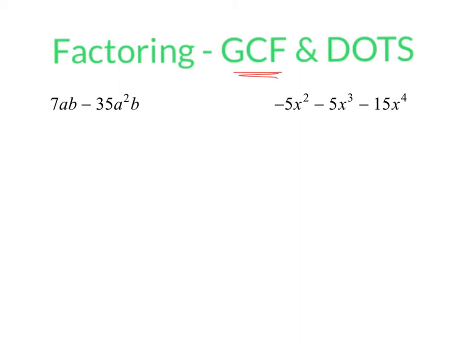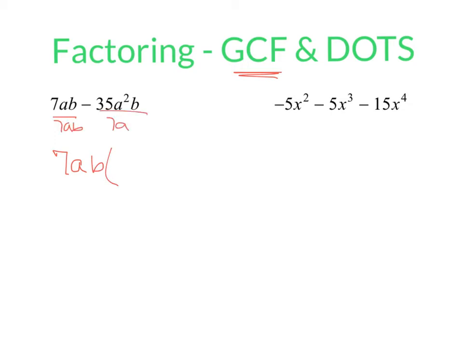So our first example here, we're going to want to first look at the numbers and think what is the GCF between them. Well, I have 7 and I have 35. The GCF that can come out of 7 and 35 is simply 7. So I'm going to pull that out. Then I'm going to look at my letters. I have an A here and an A squared here. Because there's only one A here and two here, I can only pull out a single A. So I'm going to have 7A on the outside. Now for the B values, I have one B here and one B here. So therefore I can pull out a single B. So your GCF is 7AB.